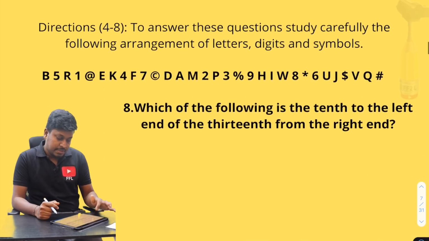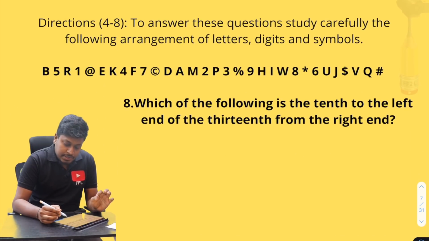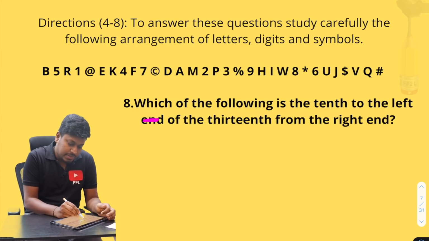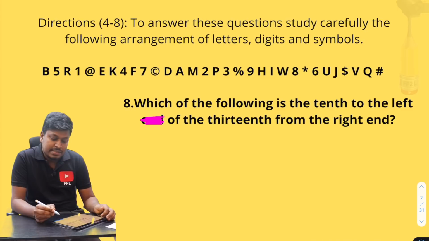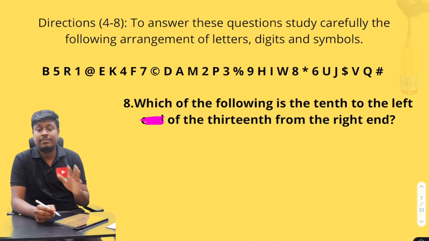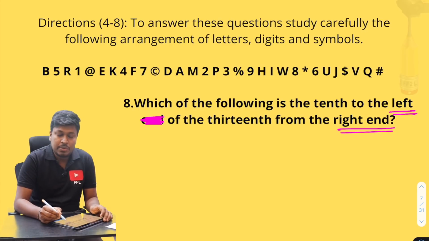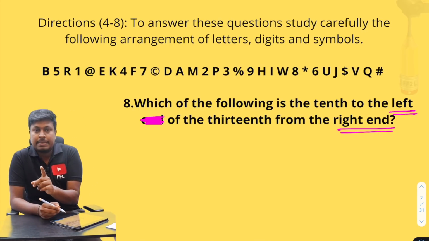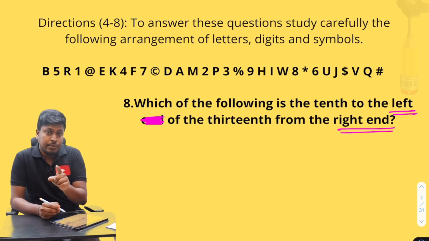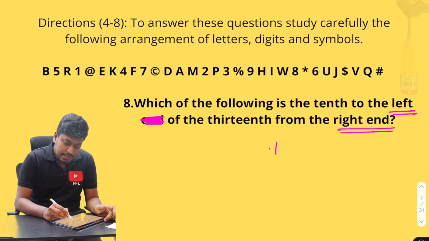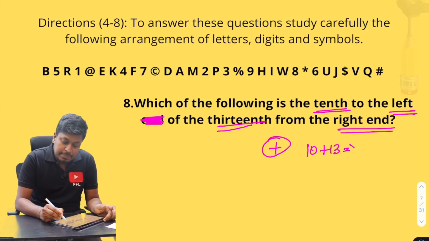So next question: which of the following is 10th to the left of 13th from the right hand? Actually, the question is wrong as read. Here you can see left and right hand. What you need to do? If it is left hand, you need to subtract. If it is right hand, again you need to subtract. But if it is left and right hand, then you need to add. So here you can see 10th and here 13th. So 10th plus 13th, the resultant will be 23.